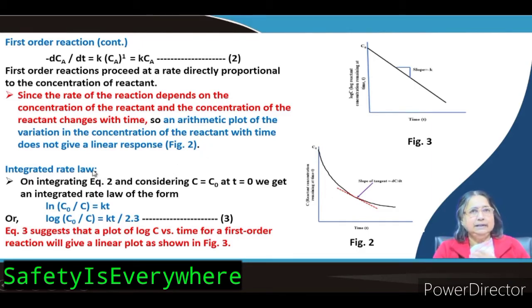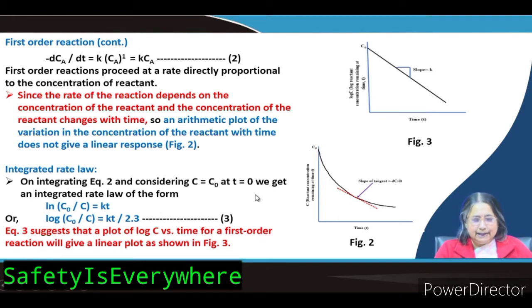Now if we apply the integrated rate law, then on integrating this equation we will get ln C0/C equals kt, or you can put it in log terms also: log C0/C equals kt/2.3. Or you can plot log C versus t. If you plot log C versus t, then you will get a straight line with negative slope, because it is the reactant, so it will decrease, and the intercept will be nothing but C0.